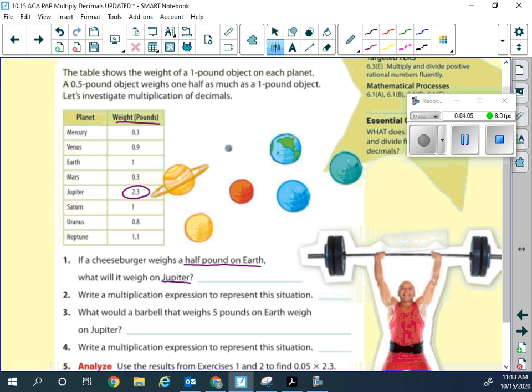Okay. Anyway, so now number 2 says to write a multiplication expression to represent this situation. So that means Jupiter is 2.3 times as much as it is on Earth, right? Or you're writing one line, you're writing. And so it says it's a 1/2 pound. What number is going to represent 1/2 pound? Either 1/2 or 0.5. Okay? So then either to the side, somewhere wherever you've got space.